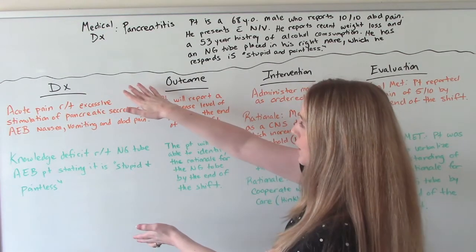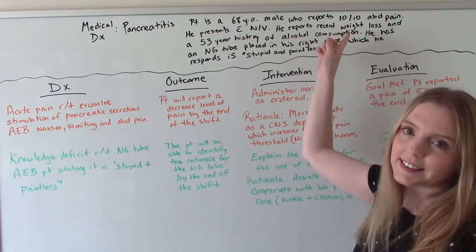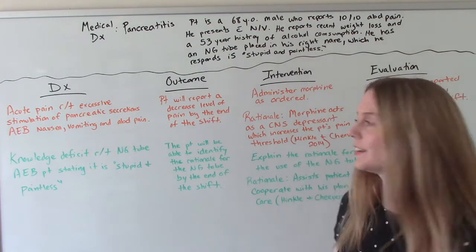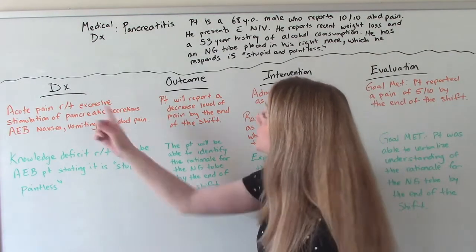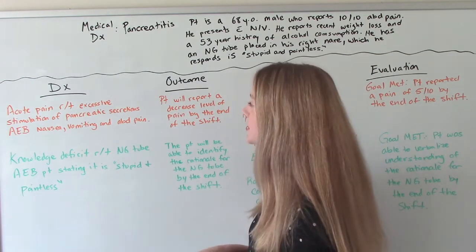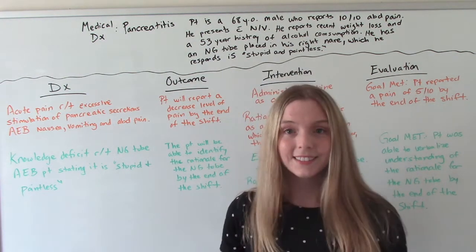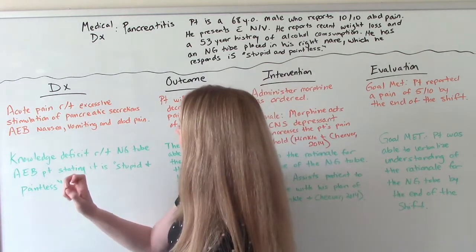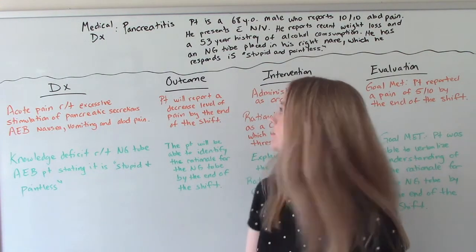So a nursing diagnosis, the first one is acute pain, because I can't just ignore this 10 out of 10 pain, right? That's very significant. So of course, our first diagnosis is going to be pain. It is related to excessive stimulation of pancreatic secretions, aka the pancreatitis, and it's evidenced by the nausea, vomiting, and the abdominal pain. That's how we know.